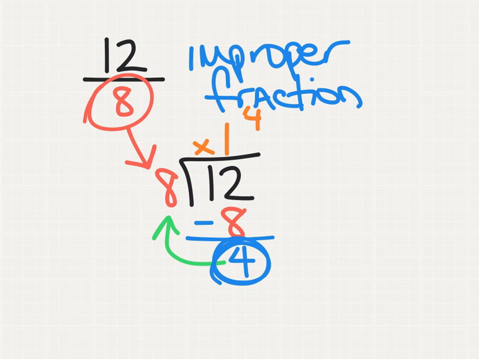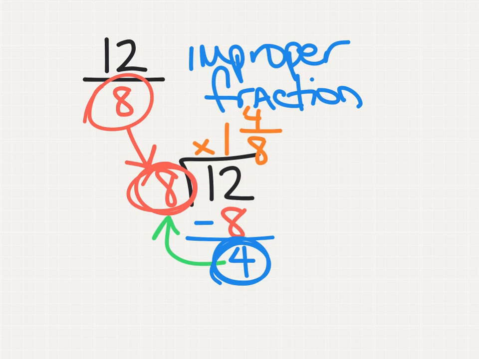And the denominator, or divisor, in our division problem, our original denominator, remains as our denominator in our mixed number. So our mixed number equivalent of 12/8 is 1 and 4/8. One entire group of 8, and then 4 of 8 left over.